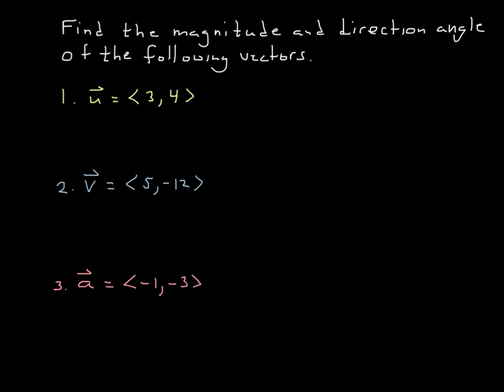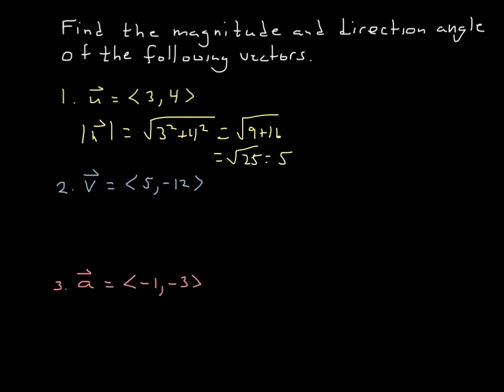In the first one, I know the magnitude of u is equal to the square root of 3 squared plus 4 squared, which equals the square root of 9 plus 16, which gives us the square root of 25, which equals 5. So in this case, the magnitude of u happens to equal 5.